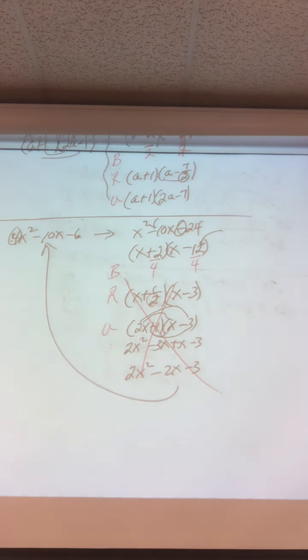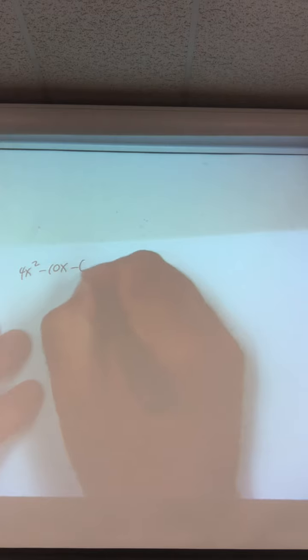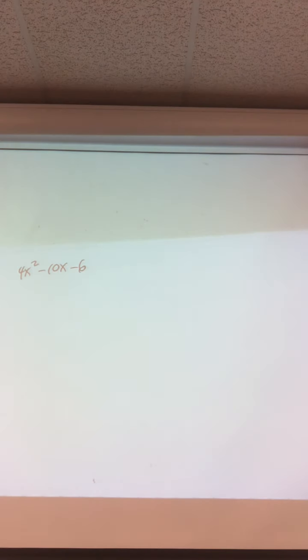So let's go back now and look at this problem. Now, I do want you to write it down now. So let's go 4x squared minus 10x minus 6.